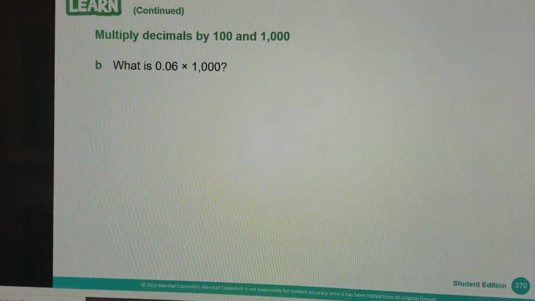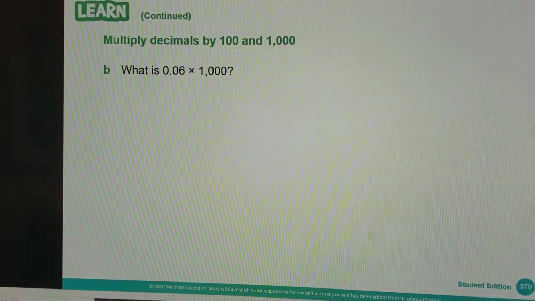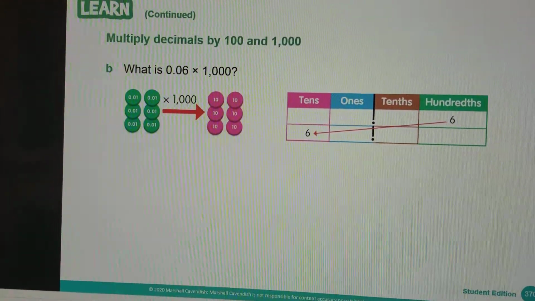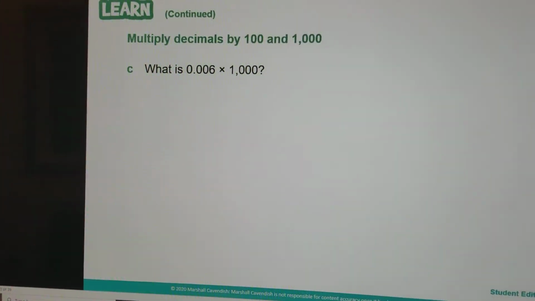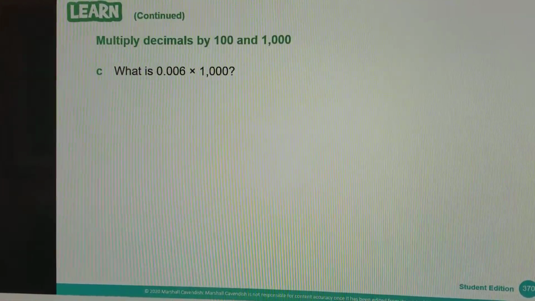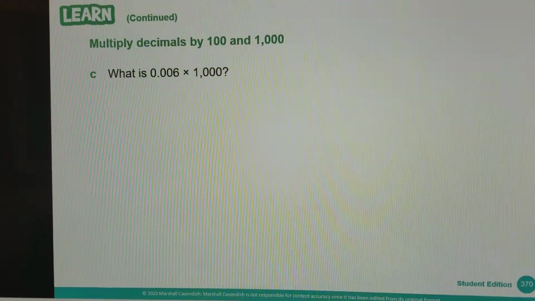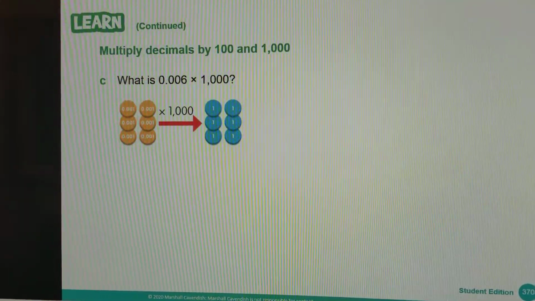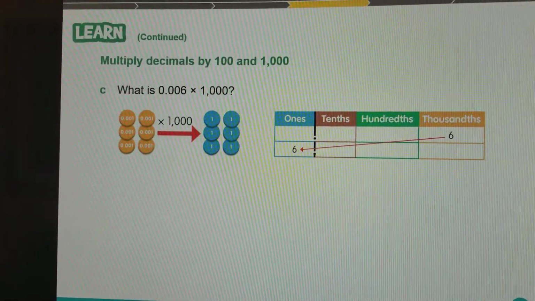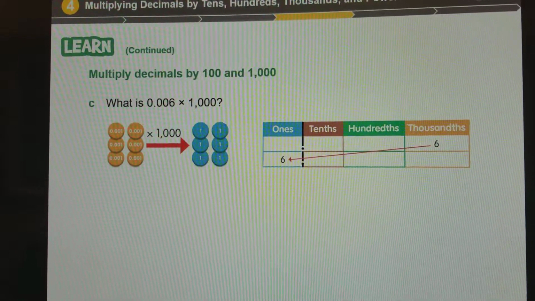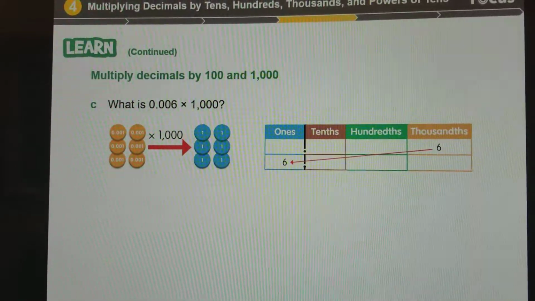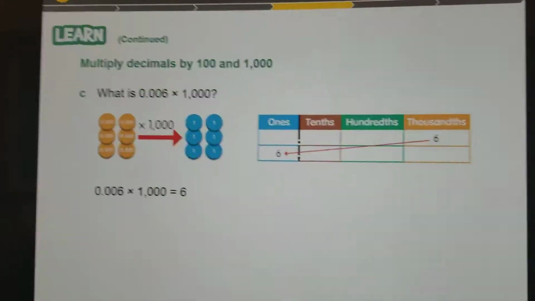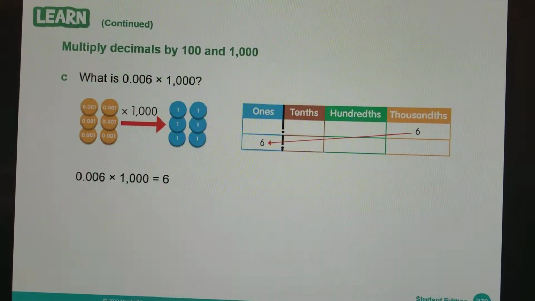Now I have 6. That one was 6 tenths. This problem is 6 hundredths times 1,000, right? Times 10 times 10 times 10. So my answer is now 60. Now I have 6 thousandths 1,000 times. So if you even think to yourself, just off the top of your head, if I have 6 thousandths 1,000 times, what would I have? So I have 6 wholes, right? If I have 1 thousandth 1,000 times, I have 1. So if I have 6 thousandths 1,000 times, I have 6, right? Times 10 times 10 times 10, and it moves over the decimal place 3 times.